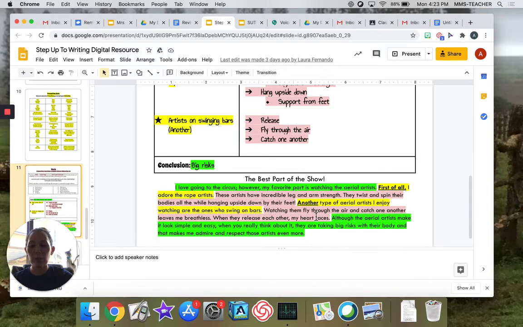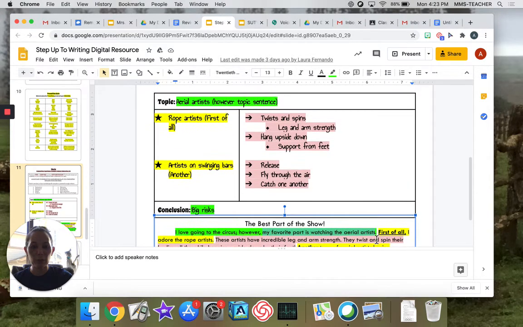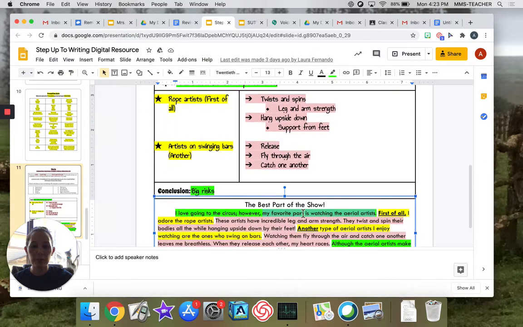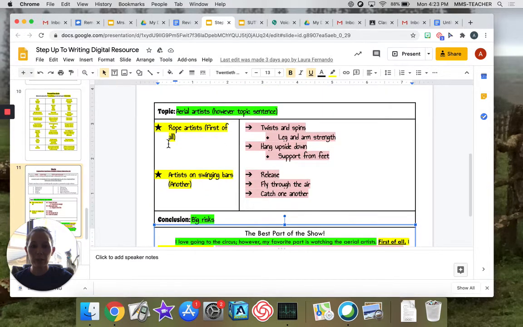And you remember, what we're going to focus on and write about is the position part of this topic sentence. And the position part is this. My favorite part is watching the aerial artists. And so that's why, if you look at your T-chart here, we're focusing only on the aerial artists. Okay, so we have our first key idea. First of all, transition word. First of all, I adore the rope artists. And here it is right here.